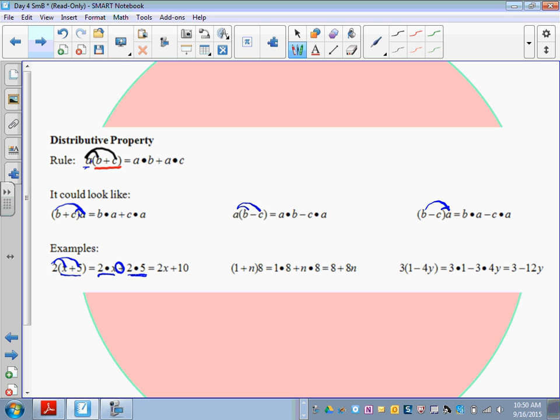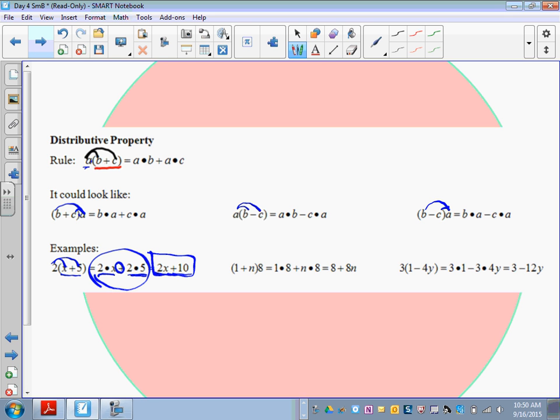Right? And 2 times x is 2x, plus 2 times 5 is 10. You don't have to write this stuff in between. You can go ahead and go straight to your answer here, if you can do that in your head. 2x, and then 2 times 5 is 10. So this is your final answer here.